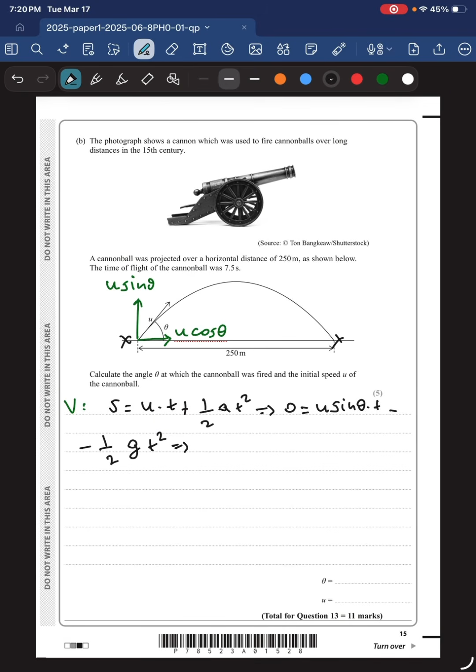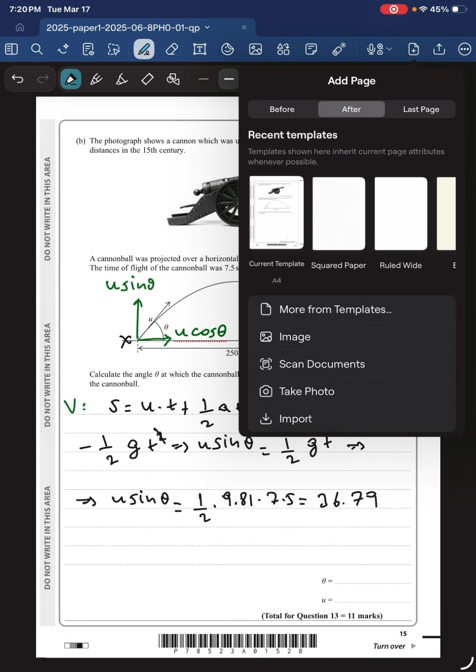So in other words, we have that u sine theta is equal to 1/2 gt, because meanwhile this t cancels, okay? And if we plug in numbers, we find that u sine theta is 1/2 times 9.81 times the time, which is 7.5. So this is equal to 36.79, okay?